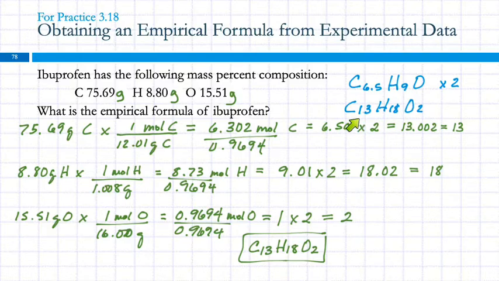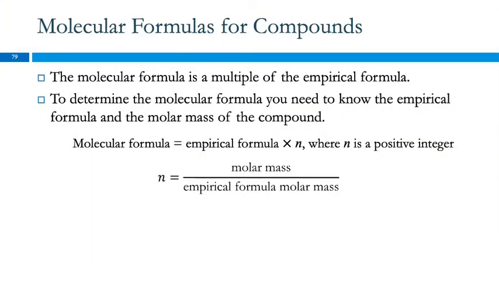We can't go any smaller because 13 is an odd number. So the ratio is 13 to 18 to 2. That's the lowest whole number ratio. We want whole number ratios because this might be the molecular formula, and if it's the molecular formula, it has to be whole numbers of atoms because it's like the 2.3 children in your family. That might be the average family size, but you can't have 2.3 children, right? Any questions? So that's how we find the empirical formula.